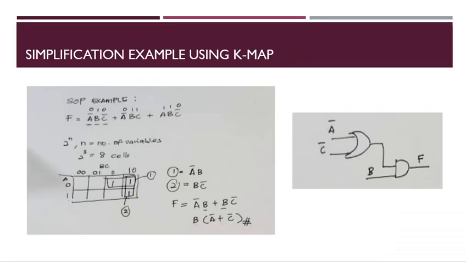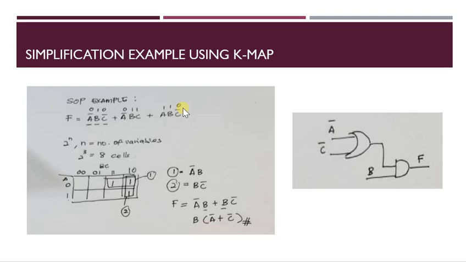So the simplified version is B C bar. Now we are going to look at a simplification example using K-map. Basically this is the Boolean equation from the SOP example from the previous slide, whereby it is A bar B C bar, or A bar B C, or A B C bar. A bar represents 0, B represents 1, C bar represents 0; A bar 0, B 1, C 1; A 1, B 1, and C bar 0.